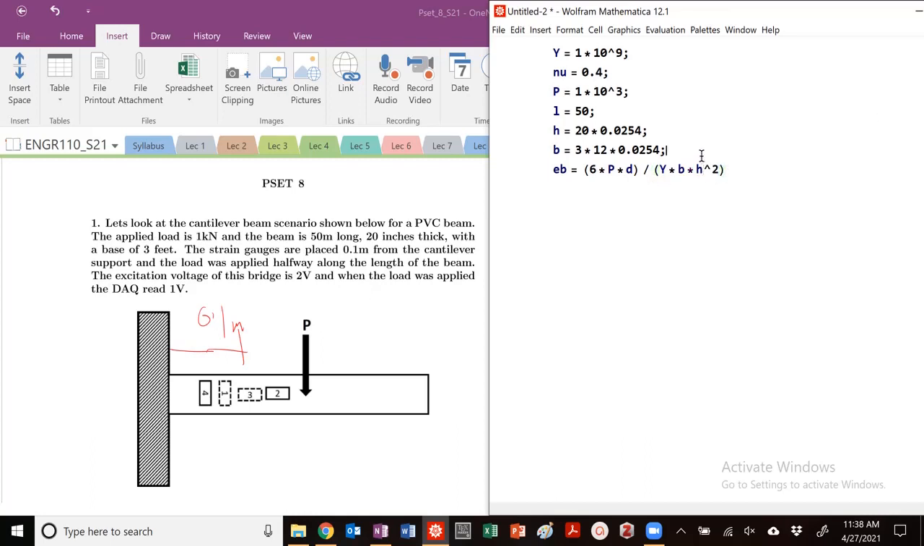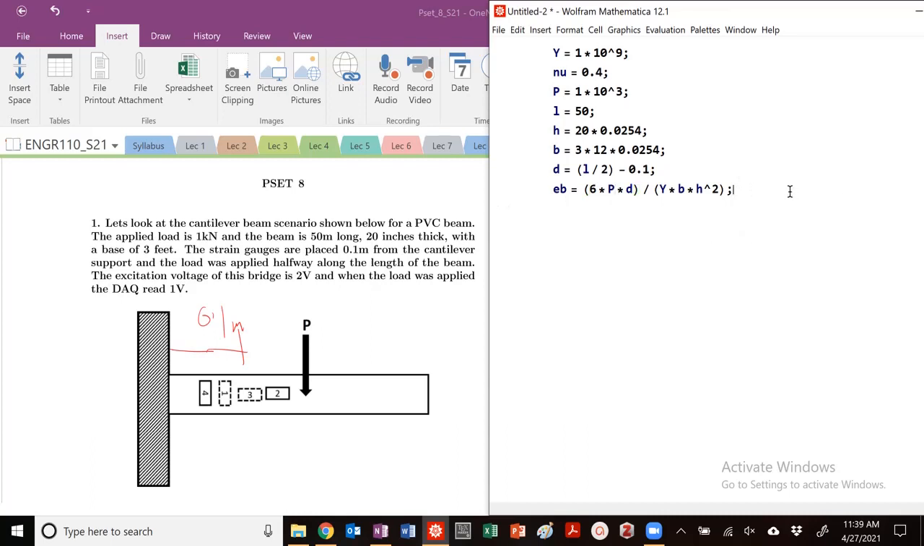Our D is our distance from where the load is applied, which is halfway along the length of our beam. So our D is going to be equal to our length divided by 2 minus 0.1 meters. That is the distance from where the load is applied to the strain gauge location, 0.1 meters from the cantilever beam support. There it is. So we've got our epsilon B, our bending strain, because we have all of these parameters in here.